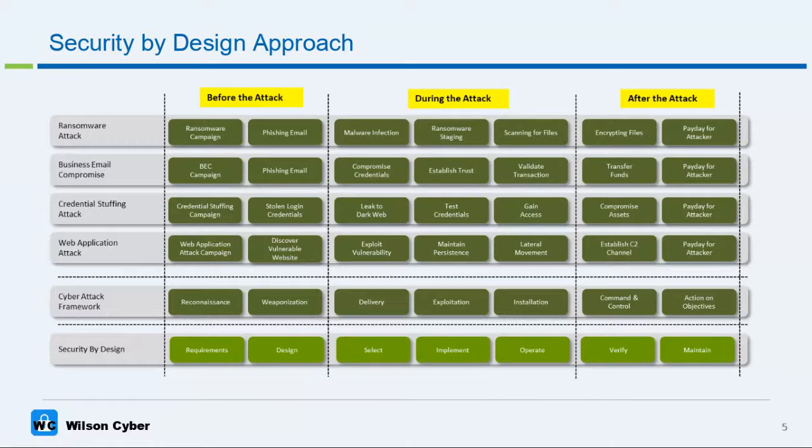This leads to our cyber attack framework. In this case, it's the Lockheed Martin cyber kill chain. And then next week, we'll introduce the MITRE ATT&CK framework. For the Lockheed Martin framework, we have reconnaissance and weaponization before the attack; delivery, exploitation, and installation during the attack; command and control and action on objectives after the attack. And for security by design, we have requirements and design before the attack; select, implement, and operate security controls during the attack; and verify and maintain after the attack.